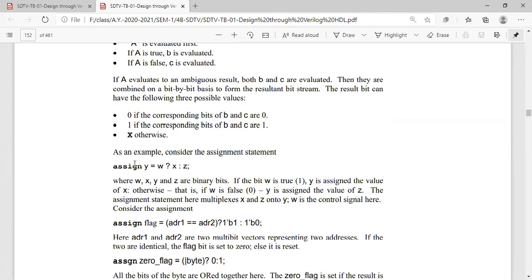We have many further modifications to the same conditional ternary operators. y is equal to w question mark x colon z. That means y will be given a value depending on w. If the w statement is correct, the value of x will go to y. If w is not correct, the z value has to go to y. The same thing is in the explanation. If the bit w is true, y is assigned the value of x. If w is false, y is assigned the value of z.